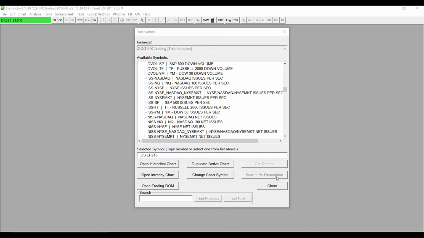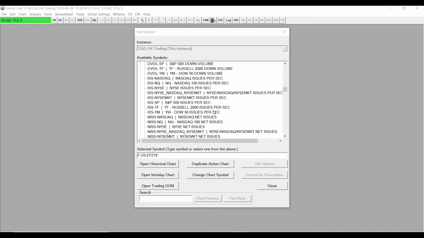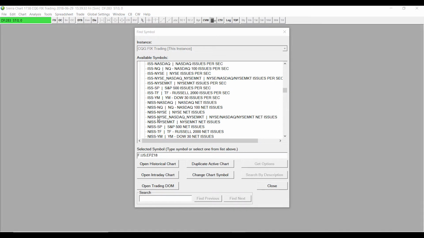All right, next up, right after D-Vol, we have the ISS. The ISS stands for the number of stocks that have traded in the second for which this is reported for. Each stock only counts a value of 1 towards this statistic. And directly located underneath the ISS chart, we have the NISS. Now, this may be the most popular chart that traders will look for in this market statistics section of the Find Symbol window. And that is because the NISS is actually your AD line.